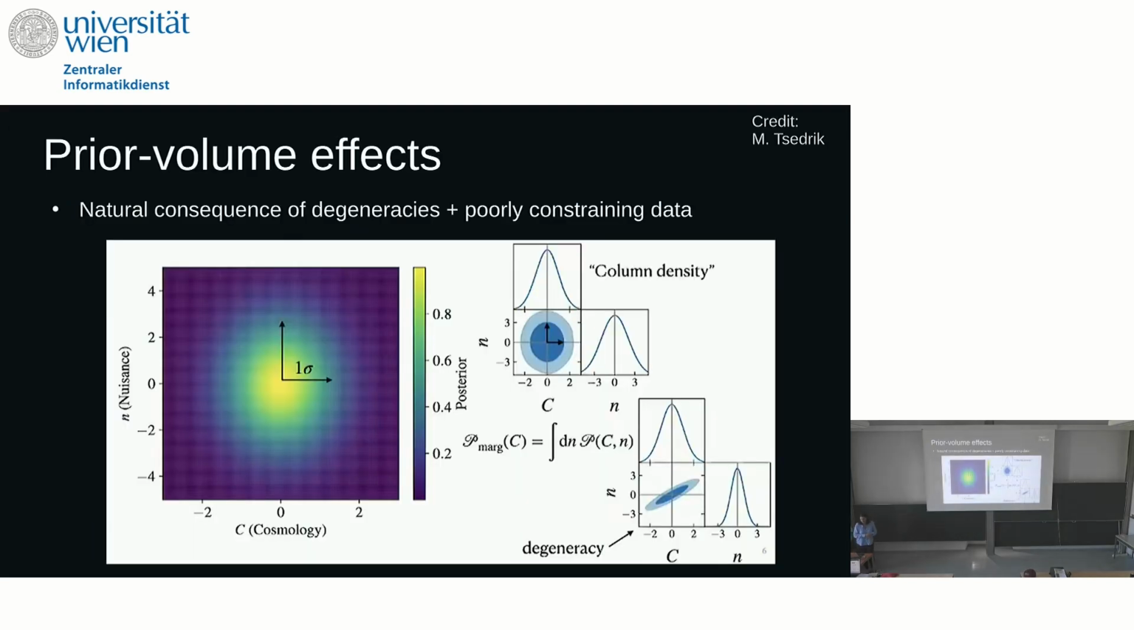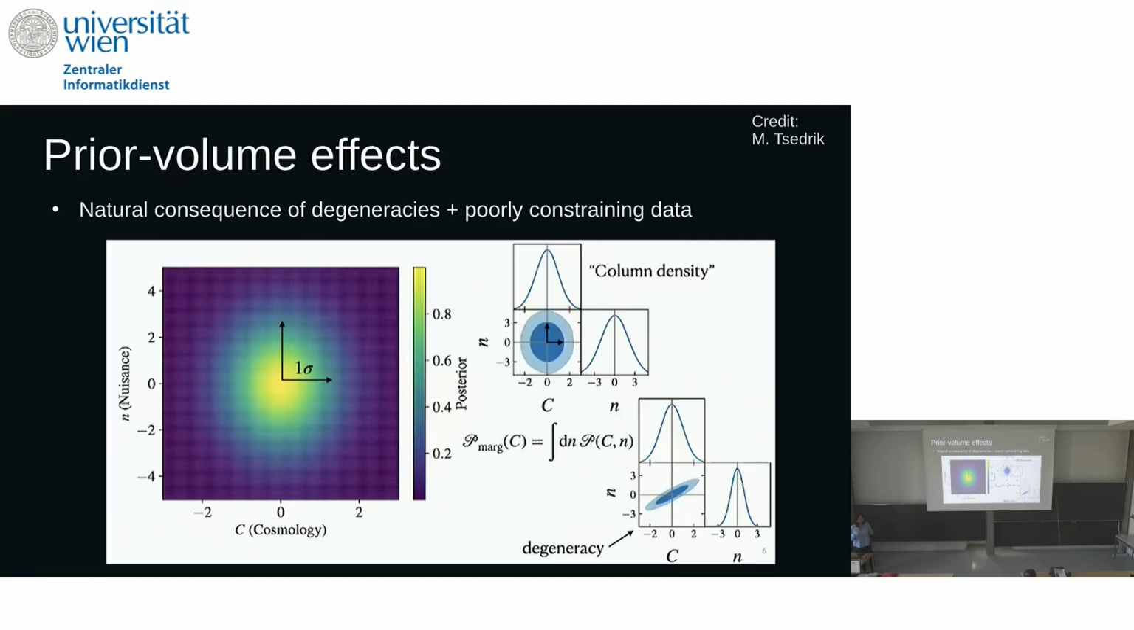All right, so what are prior volume effects and why do we want to avoid them? Just to set the stage, I'm talking about the standard way of doing inference with summary statistics. I will focus on the power spectrum, so two-point function statistics. We want to sample our posterior distribution in the space of nuisance and cosmological parameters to get constraints on cosmology. Once we have sampled our distribution, we want to marginalize over the nuisance parameters because we don't really care about them.